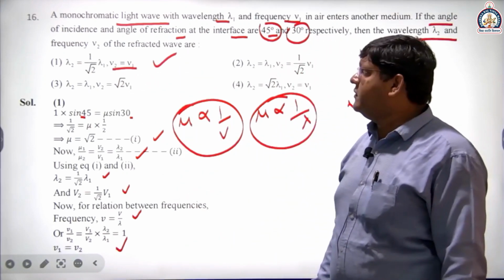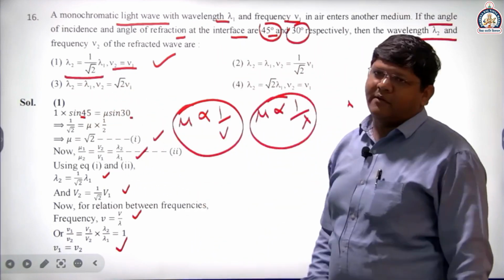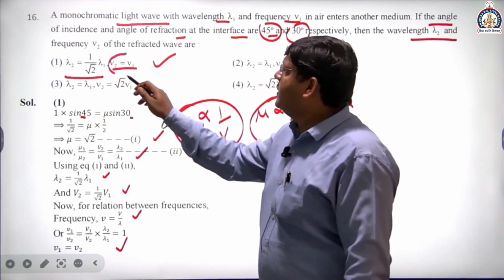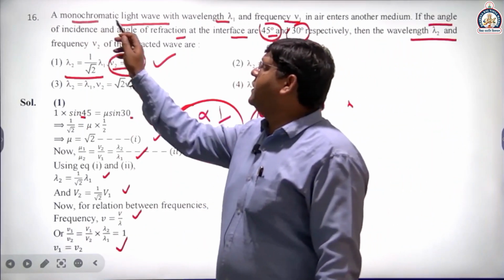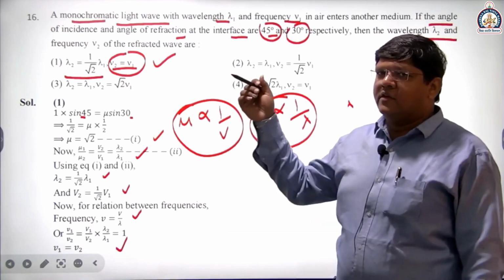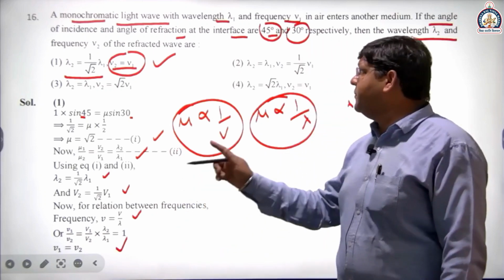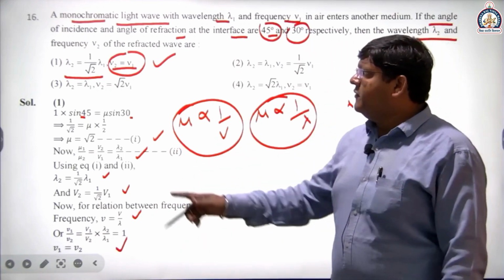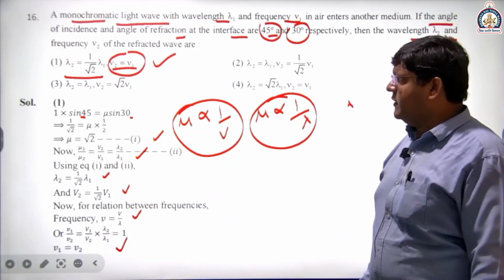So the frequency is the same, and lambda 2 is equal to 1 upon root 2 times lambda 1. Why does the frequency not change? Because frequency is related to the source of light, and the monochromatic source is the same. Frequency is a function of the source. It does not change, frequency remains the same, whereas the wavelength changes: lambda 2 is equal to 1 upon root 2 times lambda 1.